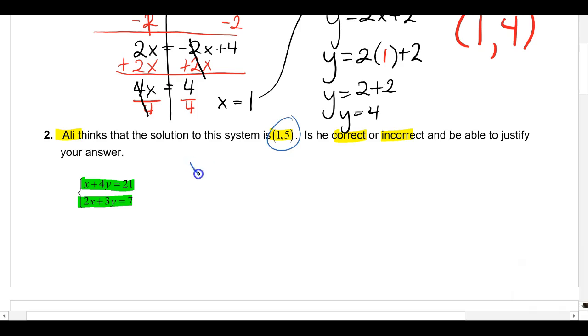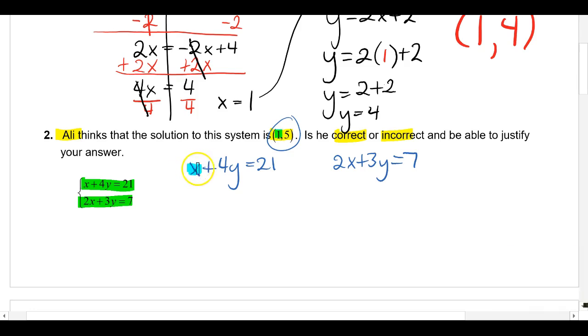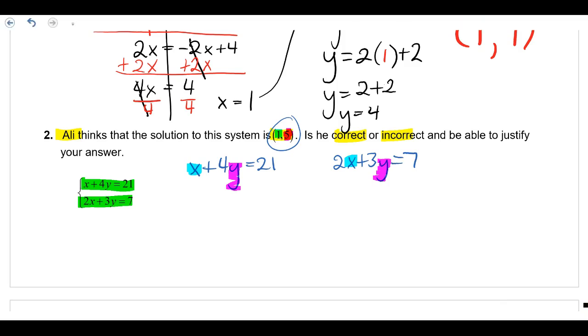So to do that, write both equations. So x plus 4y equals 21. And then write the other one, 2x plus 3y equals 7. And then what you're going to do is that the x value is 1, so just plug it in for the x. You're going to plug it in here in this equation, and you're also going to plug it in here on this equation. And then for the y, it's 5, so I'm going to plug it in for the y here, and I'm going to plug it in here. So let's go ahead and do that.